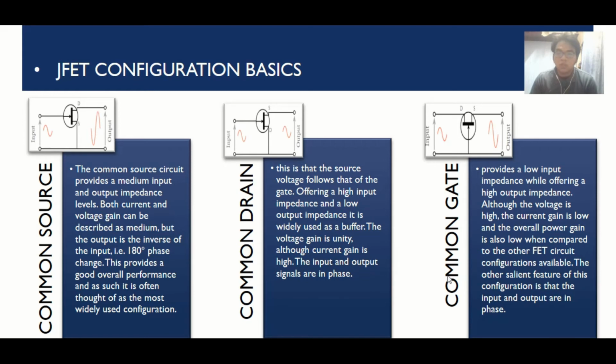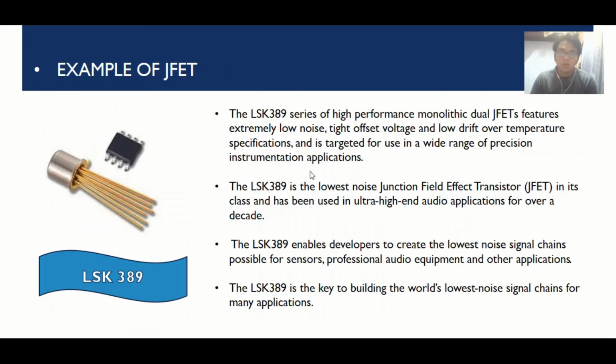Next, we have the common gate. It provides a low input impedance while offering a high output impedance. Although the voltage gain is high, the current gain is low, and the overall power gain is also low when compared to the other FET circuit configurations available. The other salient feature of this configuration is that the input and output are in phase.